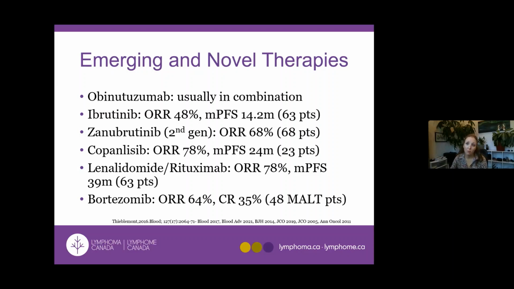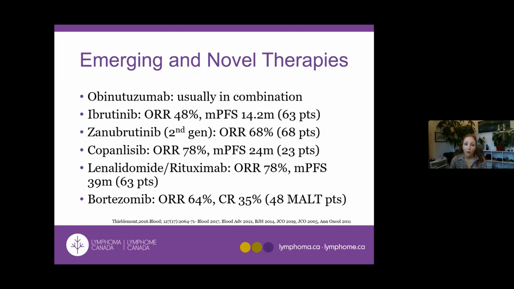Copanlisib is something called a PI3 kinase inhibitor, so if there are individuals watching who have had marginal zone lymphoma or know someone with marginal zone lymphoma that has been treated for a long time, they may have received other members of this family like idelalisib. Those are less commonly used now or not available. So the most common one now used is copanlisib. You can see it has a response rate of almost 80% and does have a long response. Progression-free survival was 24 months in a very small study of these patients.